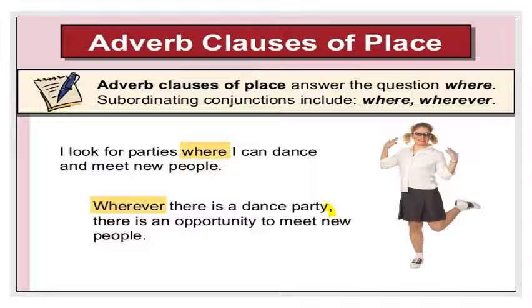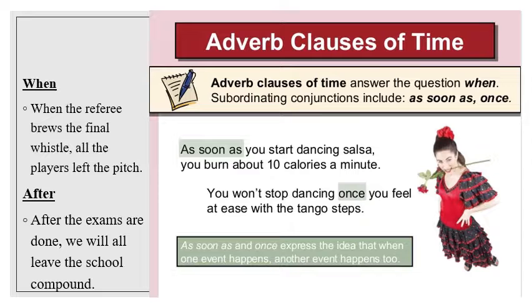All you need to do is to know the subordinating conjunctions that tell you the type of adverb clause. For example, here, since we have the subordinating conjunction where or wherever, it indicates that this is an adverbial clause of place. The next type is adverbial clause of time. An adverbial clause of time answers the question when. And usually the subordinating conjunctions we have are as soon as, once, when, and after.